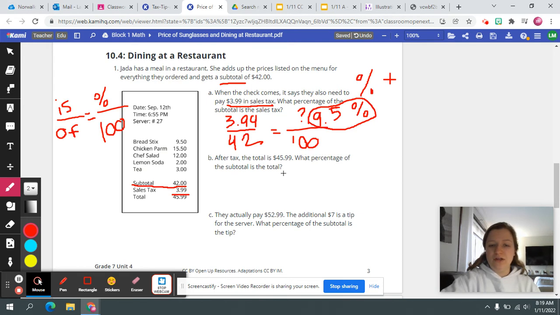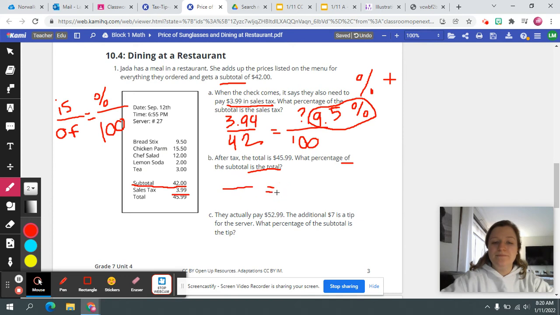After tax, the total is $45.99. What percentage of the subtotal is the total? So the subtotal is before that sales tax is added. The total is after that sales tax is added. So it's been a percent increase. So I'm going to look at of the subtotal is the total.